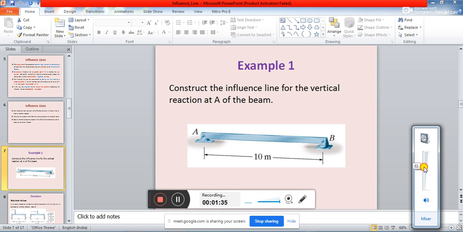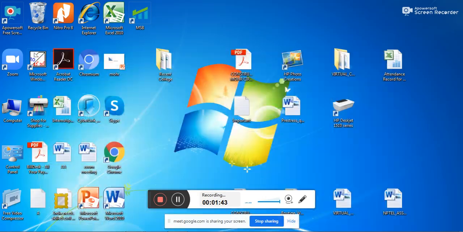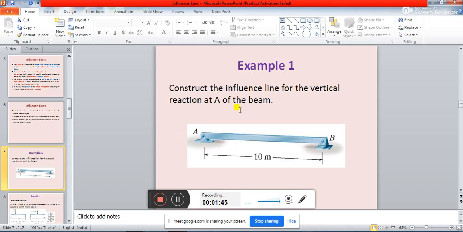Let us start today with the second part, whatever we were discussing, that is this one. This problem we started yesterday, but we could not complete it because a lot of disturbance was coming in the previous class. So let us start with this discussion. Construct the influence line for the vertical reaction at A of the beam.